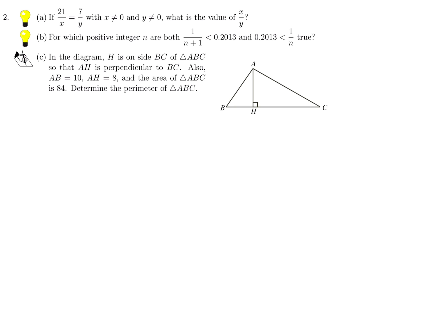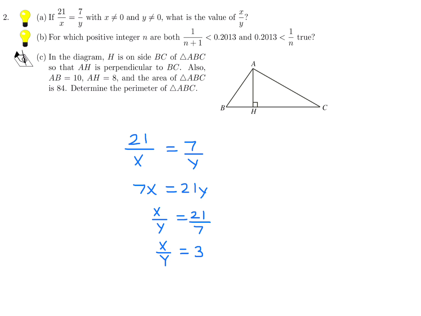If 21 over x is equal to 7 over y, with x not equal to 0 and y not equal to 0, what is the value of x over y? 21 over x is equal to 7 over y. Cross multiply, you get 7x is equal to 21y. And then bring the y down here, bring the 7 down here. That means x over y is 21 over 7, which simplifies to just 3.